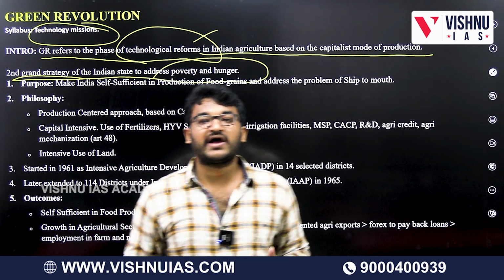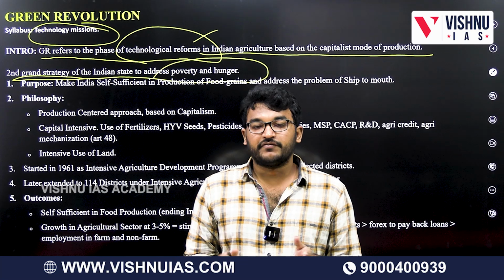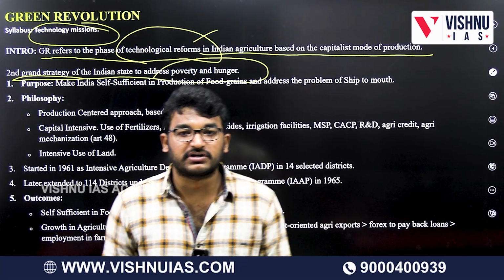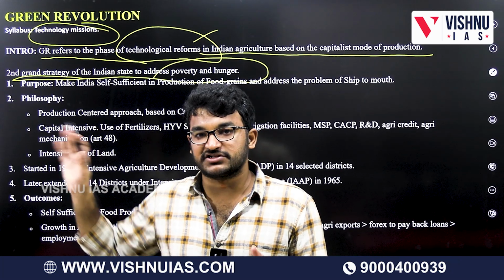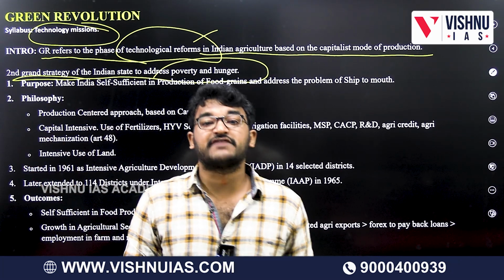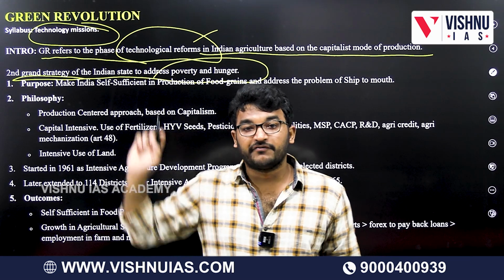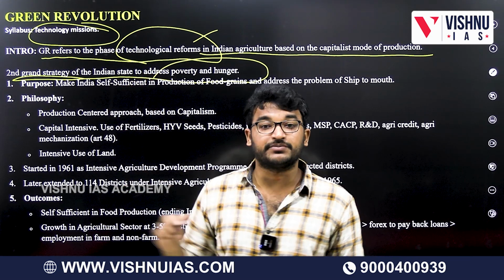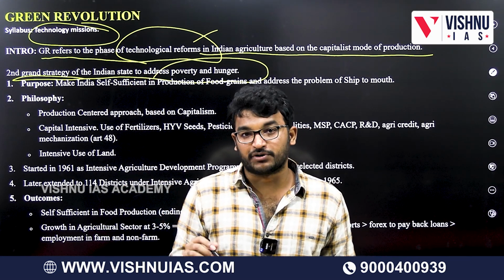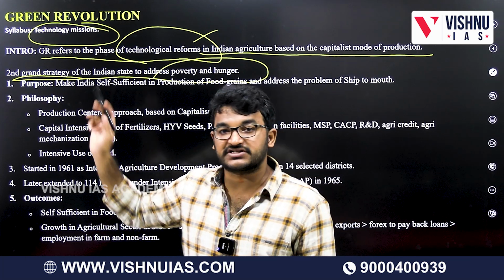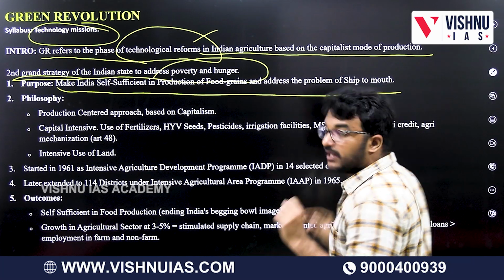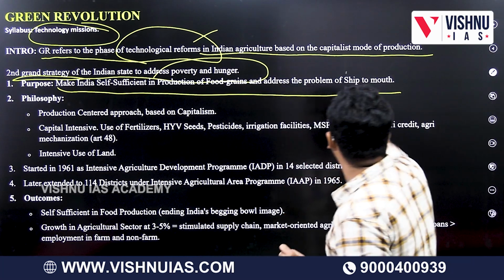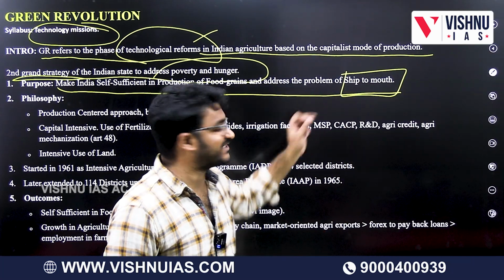Next, why is this Green Revolution important? We all know that we used to import rice, wheat and more from the USA and other countries before the implementation of the Green Revolution. We were not self-sufficient in food grain production. With the success of the Green Revolution, we became self-sufficient in food grain production. So the major purpose of the Green Revolution was to make India self-sufficient in production of food grains and address the problem of ship to mouth. Please remember this keyword, ship to mouth.